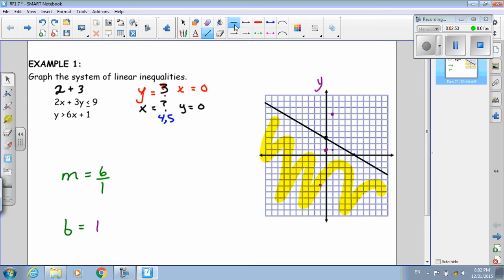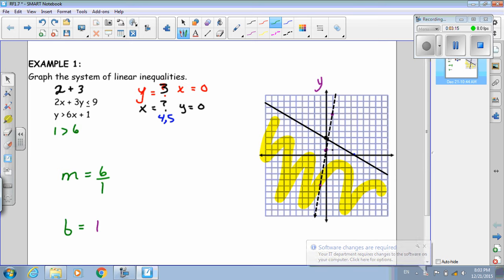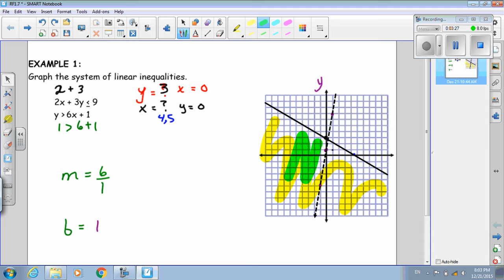Now here, do I use a solid line or dotted line? What do you think? A dotted line, because points that are found on the function are not solutions. Now I need to pick a test point to locate the feasible region. We could use (1, 1) again. So (1, 1), is 1 greater than 6 plus 1? It is not. So all points on the side over here are not solutions, so my solution would be here.